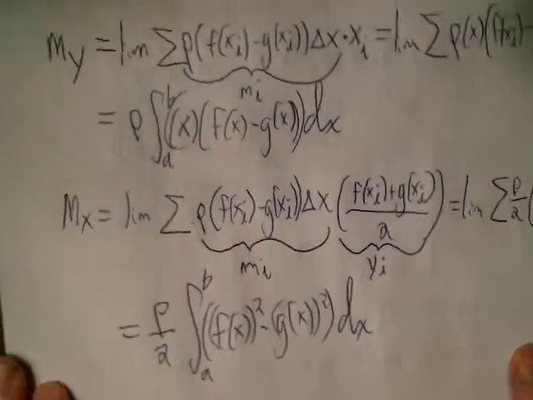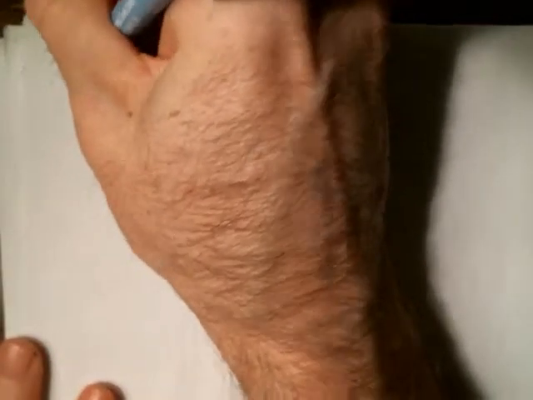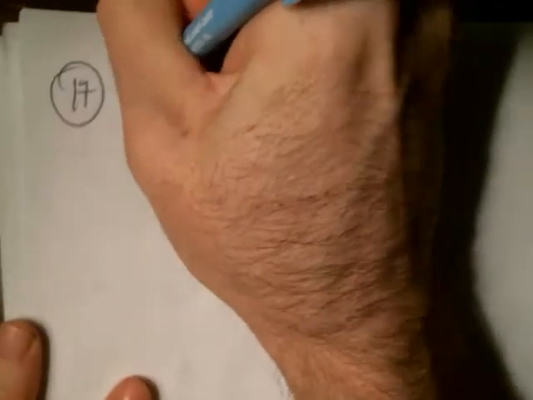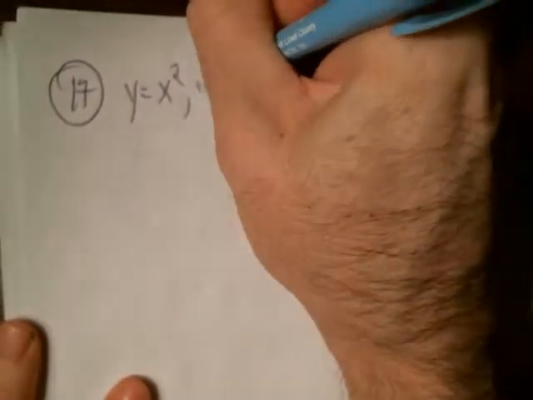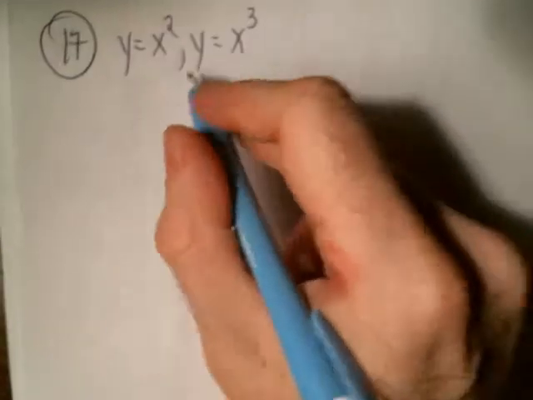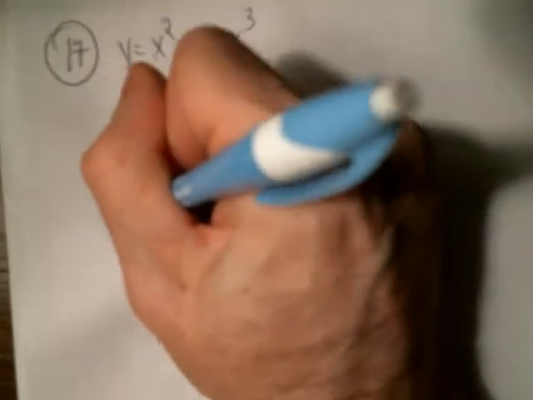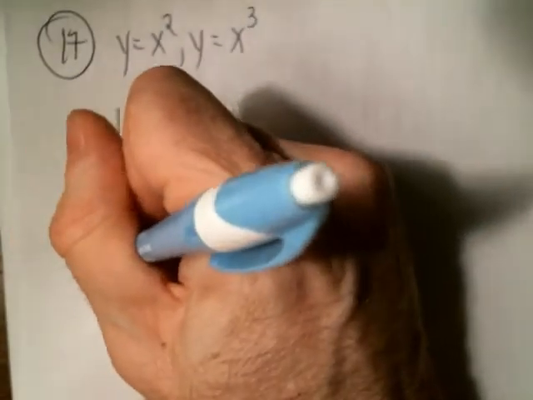Okay, so let's dive in and attack this problem. So here's number 17. I have y is x squared, and then y is x cubed as my curves. I want to find the balance point of this region that's enclosed by these curves.